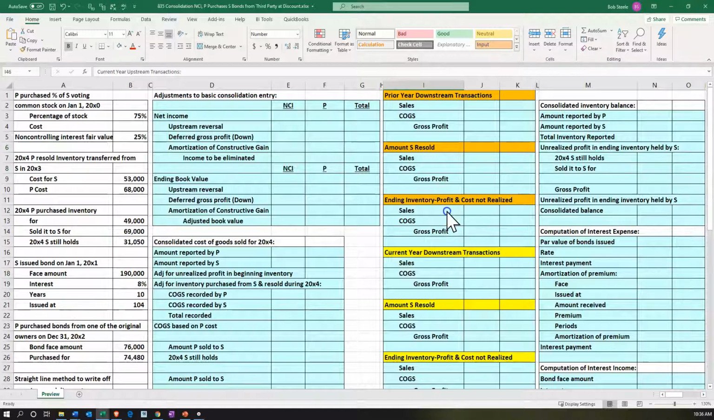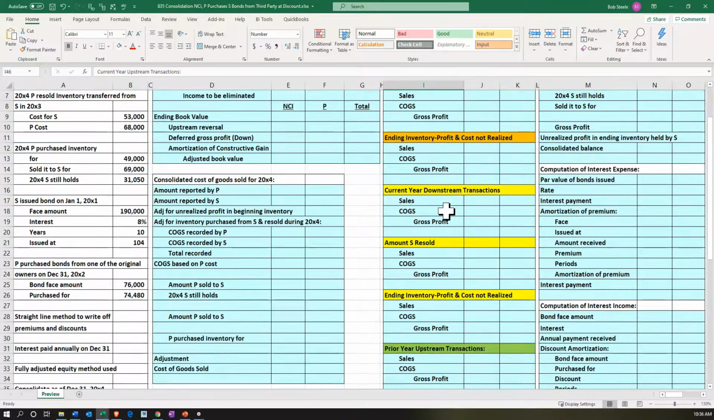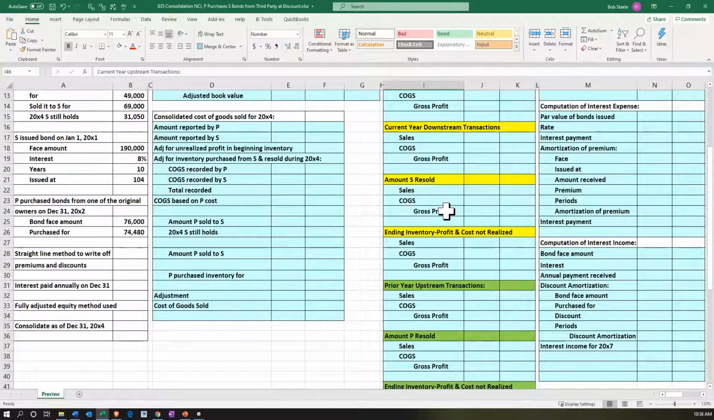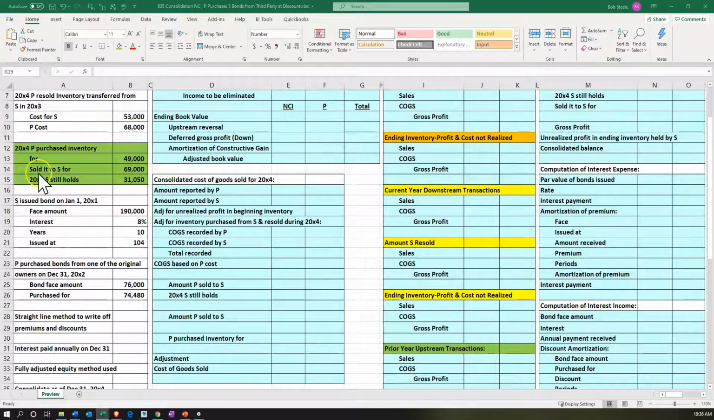So of these items that we have in our scenario, we have a current year downstream transaction, and that's from this data here where it says 2000X4, P purchased inventory for 49,000, sold it to S. So P basically is selling inventory to S there, parent to the subsidiary, a downstream transaction happening in 2000X4, the current year of consolidation. So let's put that information into our worksheet.